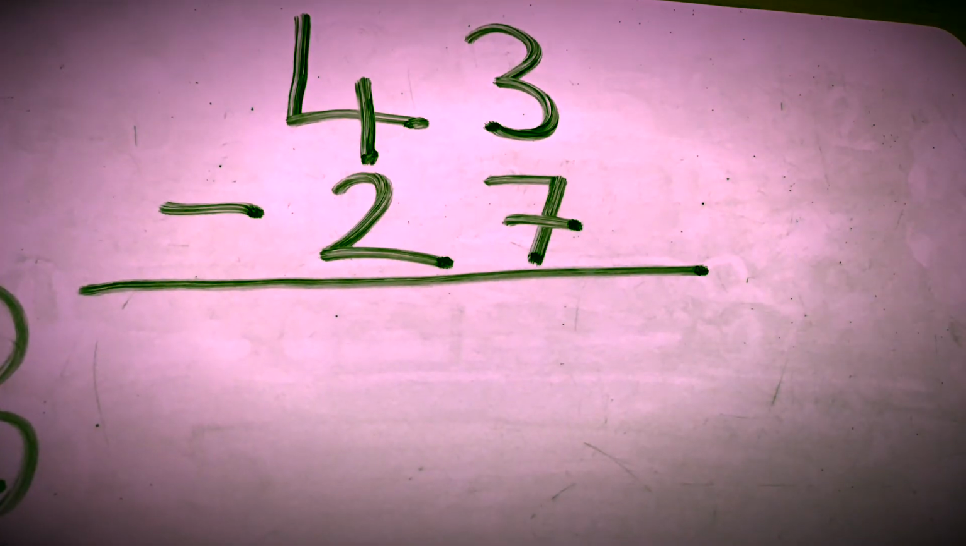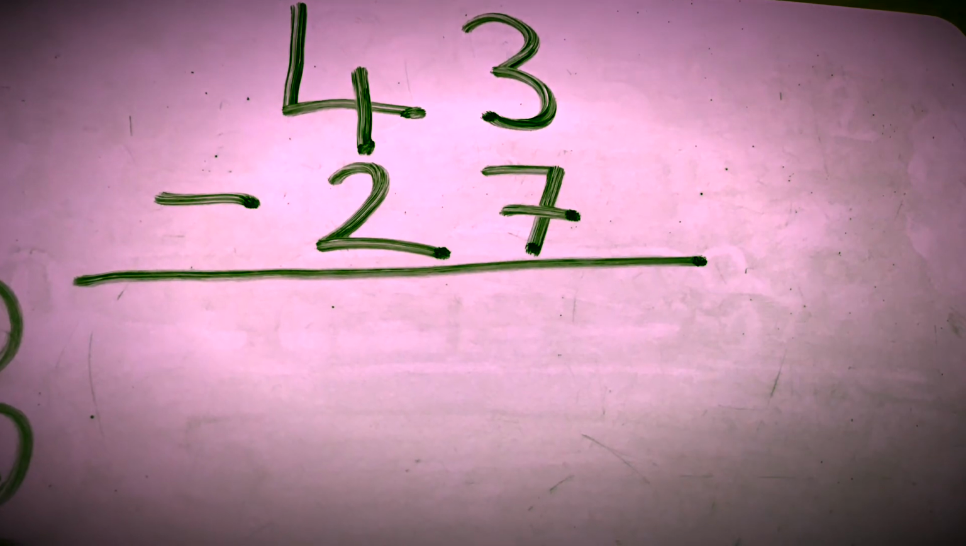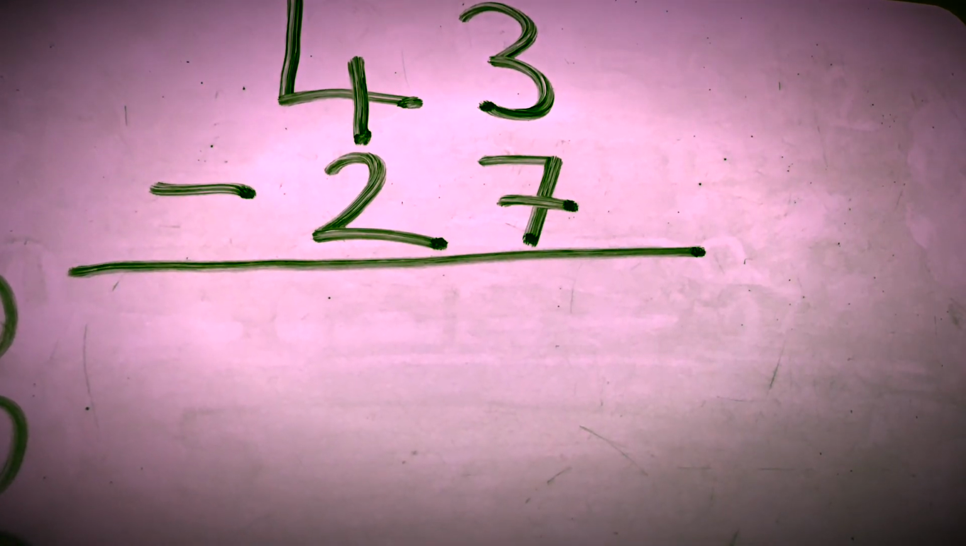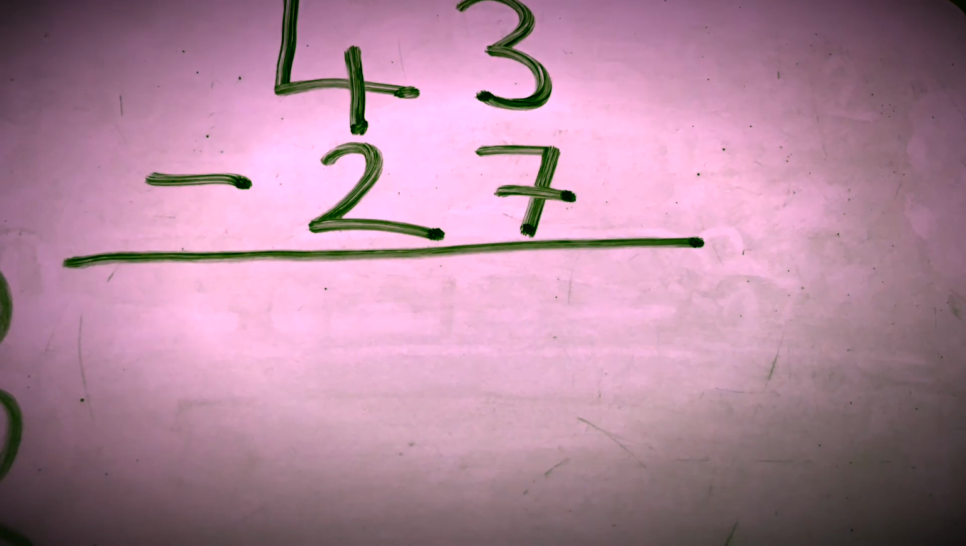So let's have a look at this sum. 43 take away 27. So think about the 3 steps that you would need to take.